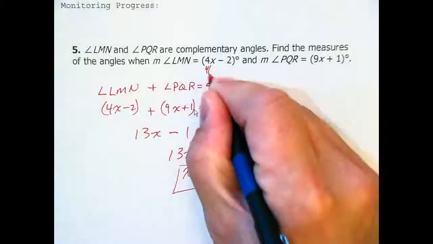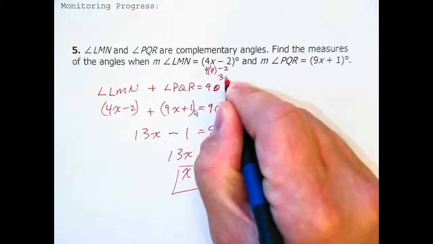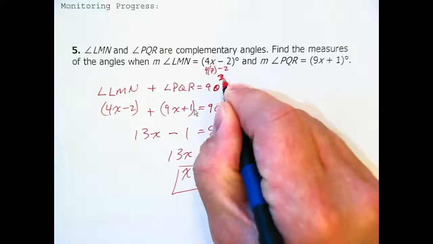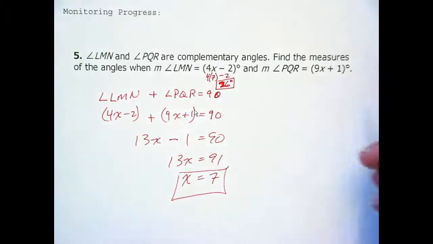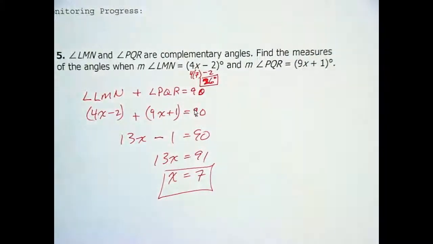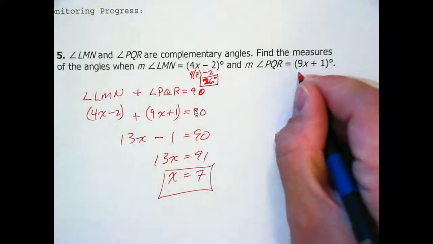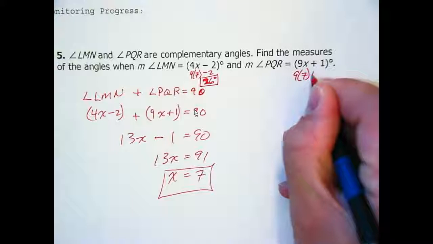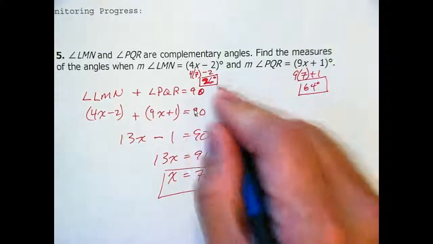Do we have to plug it in? 4 times 7 minus 2, or 28 minus 2 is 26. 26 degrees. And we could actually check right now, right? We know 26 plus what is 90? 64. Okay, so this better equal 64. 9 times 7 is 63, plus 1 is 64. Good. So our angle measures are 26 and 64.